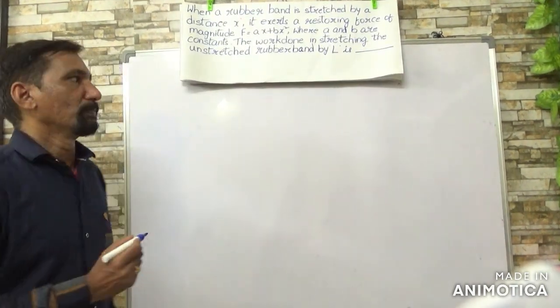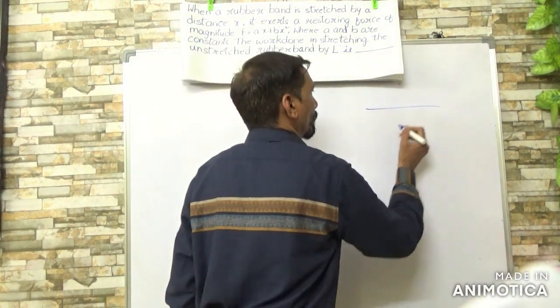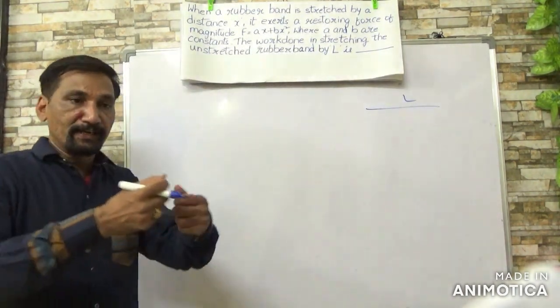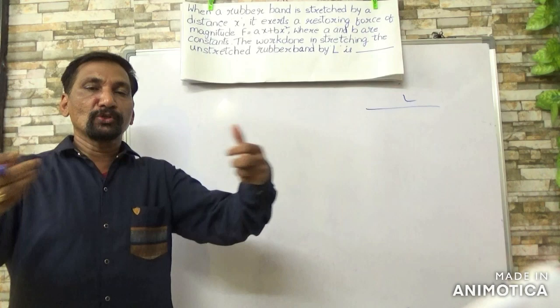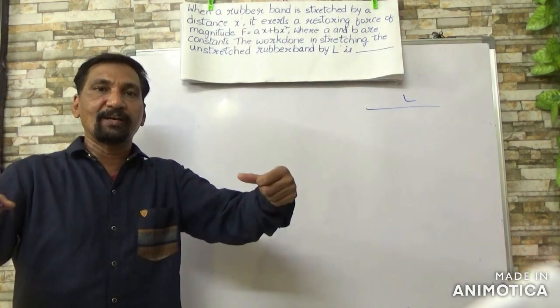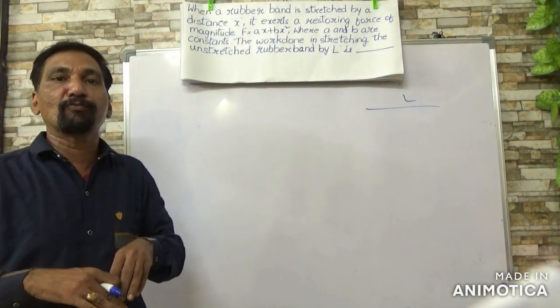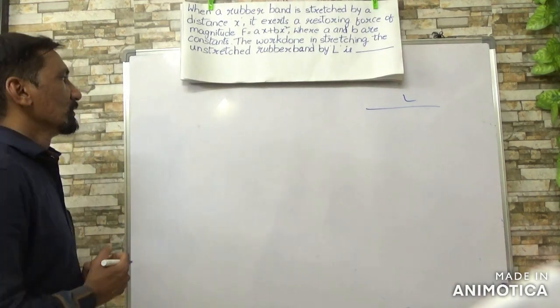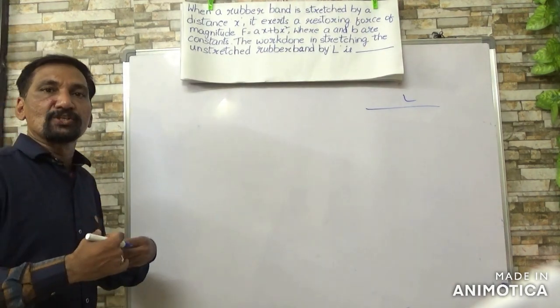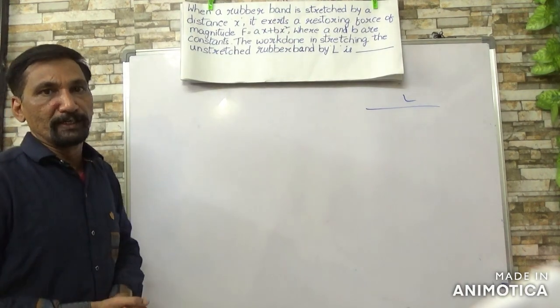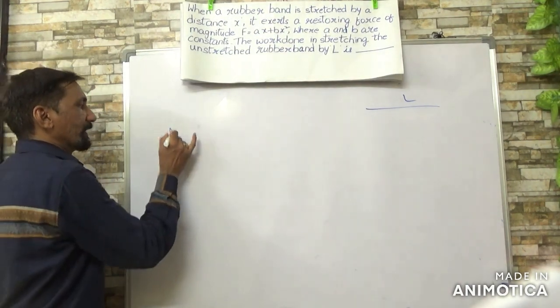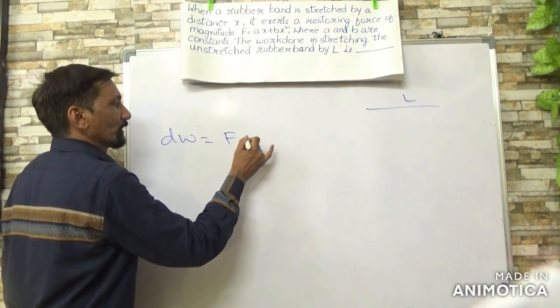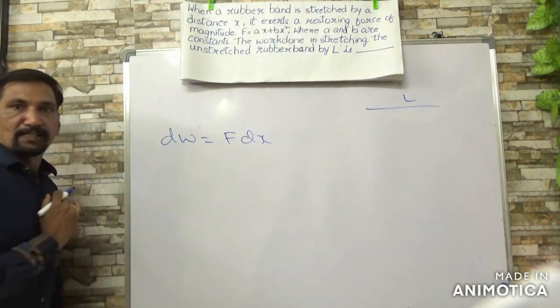Now in this problem, there is one rubber band of length L. So, work done in stretching. When you apply some force on it, it will deform. Due to its restoring force, it will get back to its original position. So you can say the internal energy must be equal to work done. Work done is equal to force into displacement.